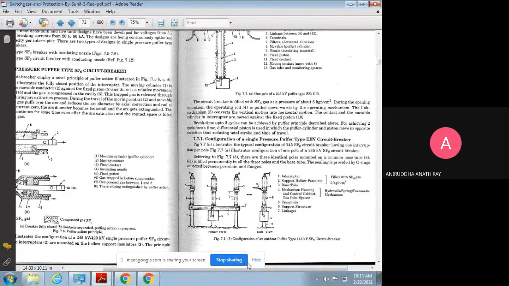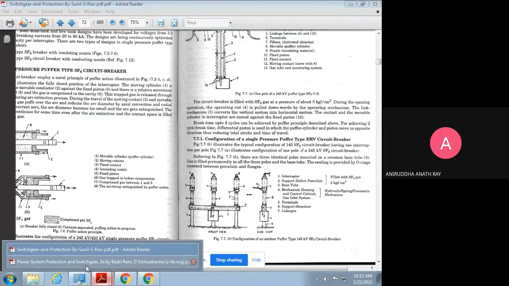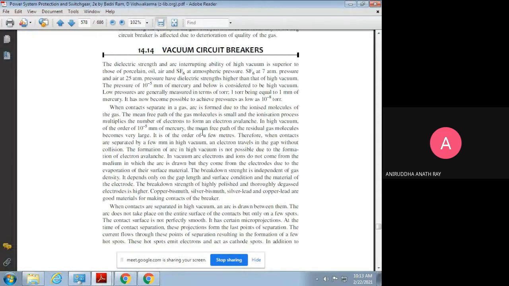Let us study the next type of circuit breaker, that is the vacuum circuit breaker.